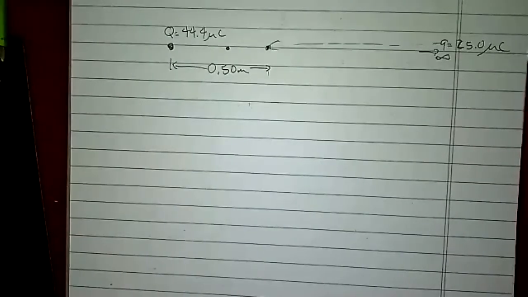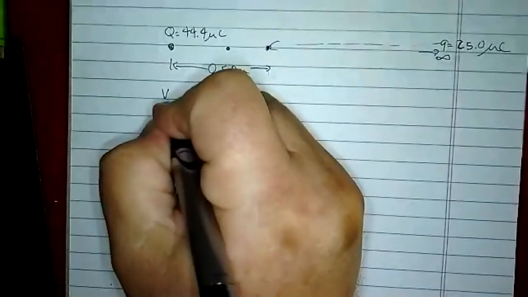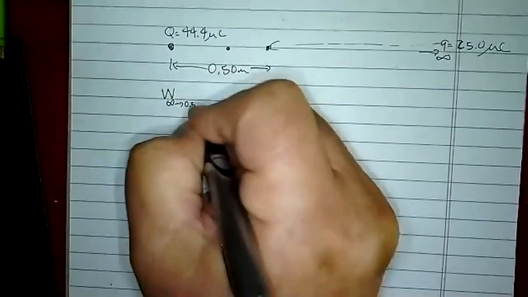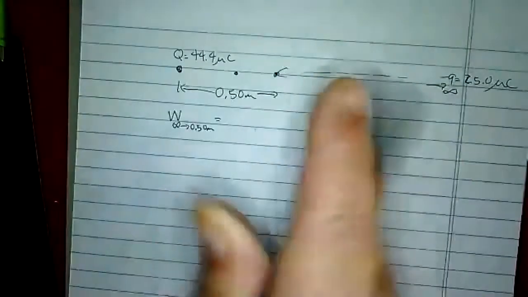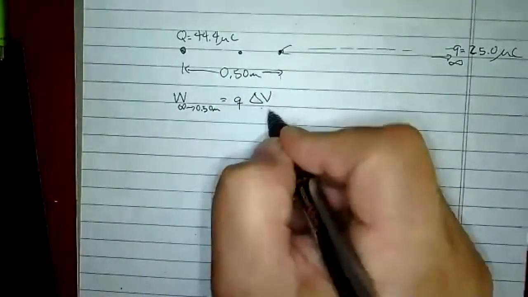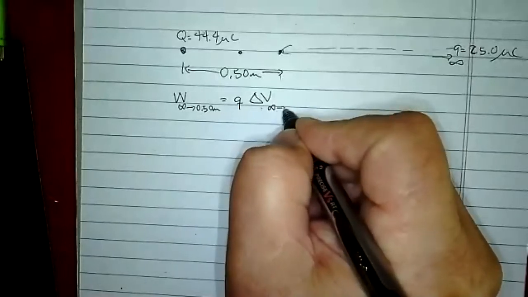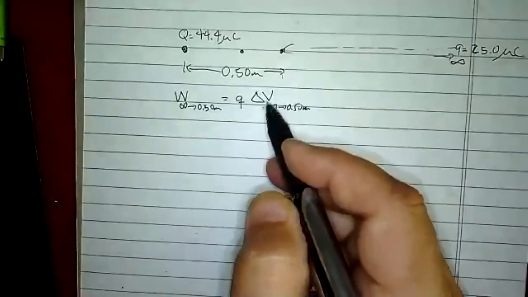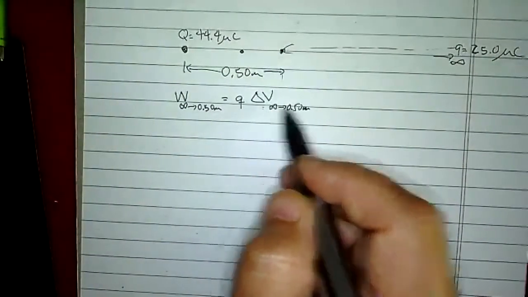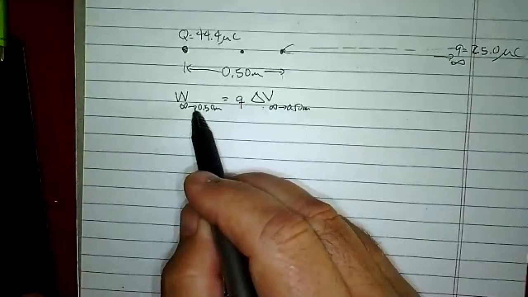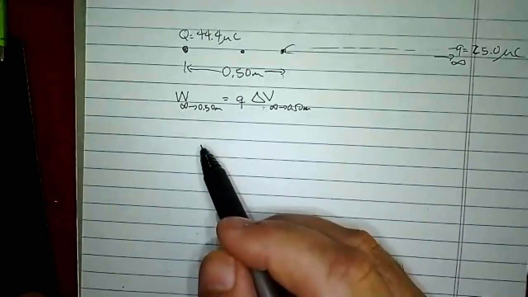So really all we have to do is take the work from infinity to 0.50 meters, which is just equal to the charge Q times the change in voltage from infinity to 0.50 meters. Your book often uses the last position and then the first position. So to make sure you knew what I was talking about, I drew an arrow in here on my subscripts just to remind you, I'm starting here and I'm going here. Okay.